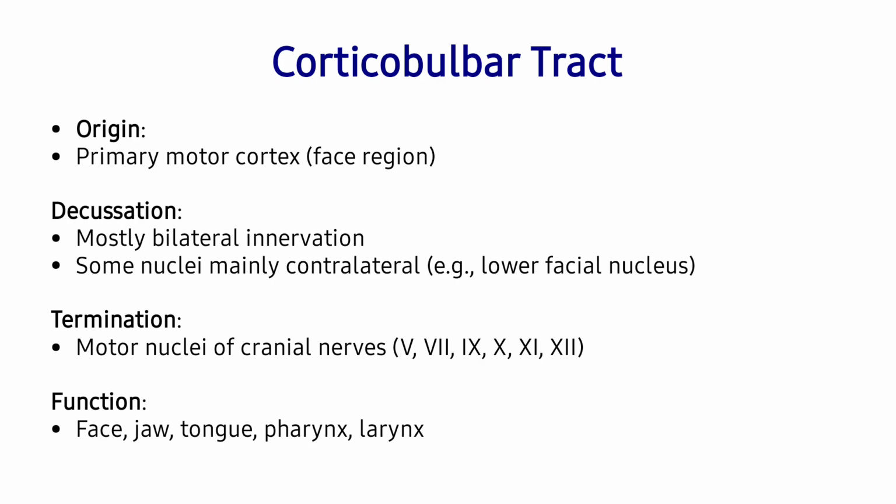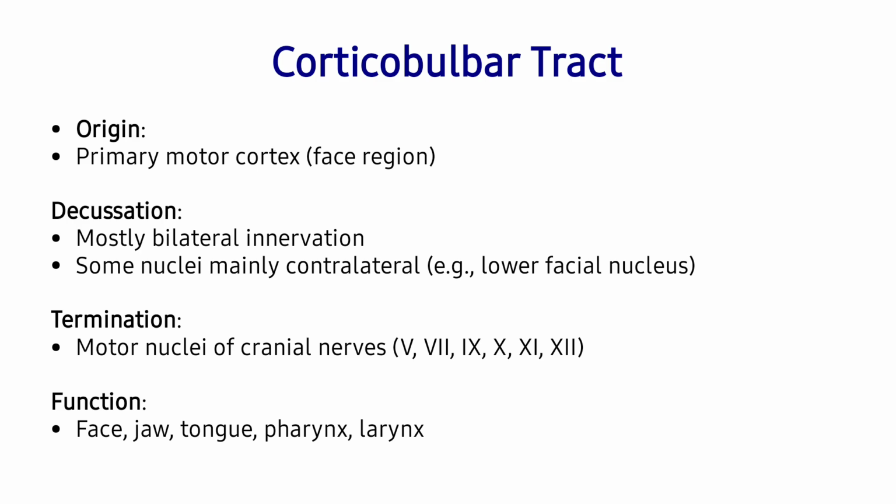So here we have the cranial nerves that are involved: cranial nerve number 5, cranial nerve number 7, 9, 10, 11, 12, because this is where this tract terminates. Once it terminates on these cranial nerves, you'll be able to know the function of this, because we have the trigeminal, the facial nerve, the glossopharyngeal, the vagus, the accessory, and the hypoglossal.